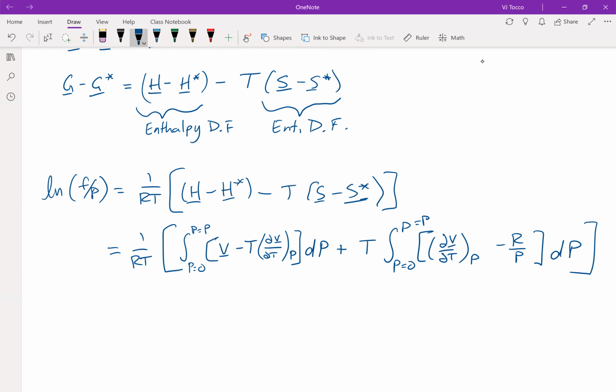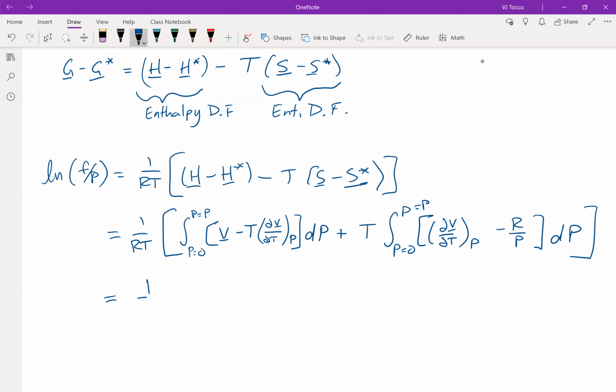So I'm going to distribute, no, I don't want to distribute. I want to just simplify this now. So let's look and see what I've got. I've got two integrals with the same integrating variable, which means I can put them together. And if I put the T inside, which I can do because temperature is constant, I'm assuming, then I'm going to have a minus T (dv/dt) at constant p and a plus T dv at constant p. So this is going to simplify considerably.